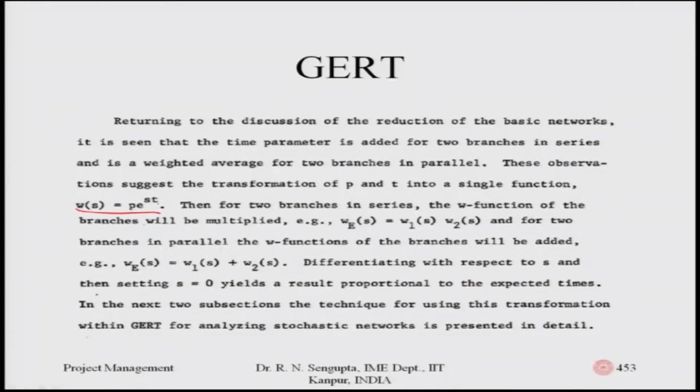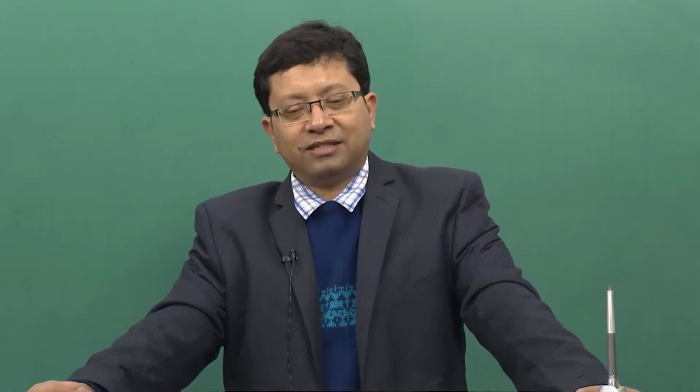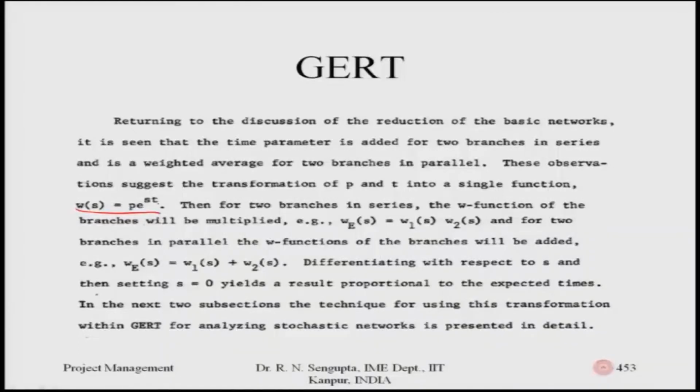Then for two branches in series, the W functions would just be multiplied. So, for W E, which is the expected value, for S, or the source or the sink, whichever you are trying to realize, if there are two branches, it will be W 1 into W 2, where W 1 would be given by P 1 e to the power S T 1, and W 2 would be given by P 2 e to the power S T 2, and for two branches in parallel they would just be summed. So, series would be multiplication and parallel would be summed.